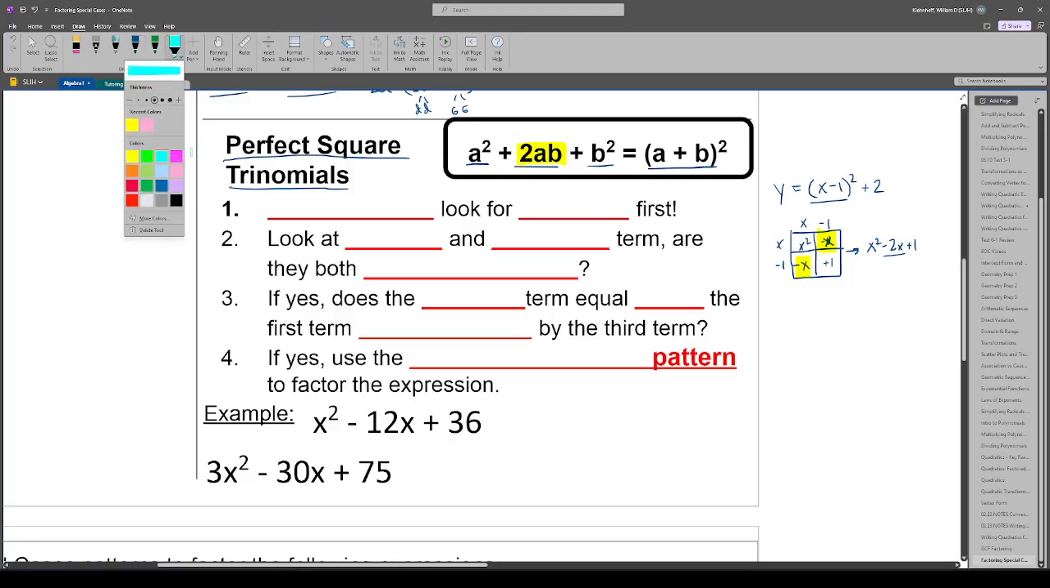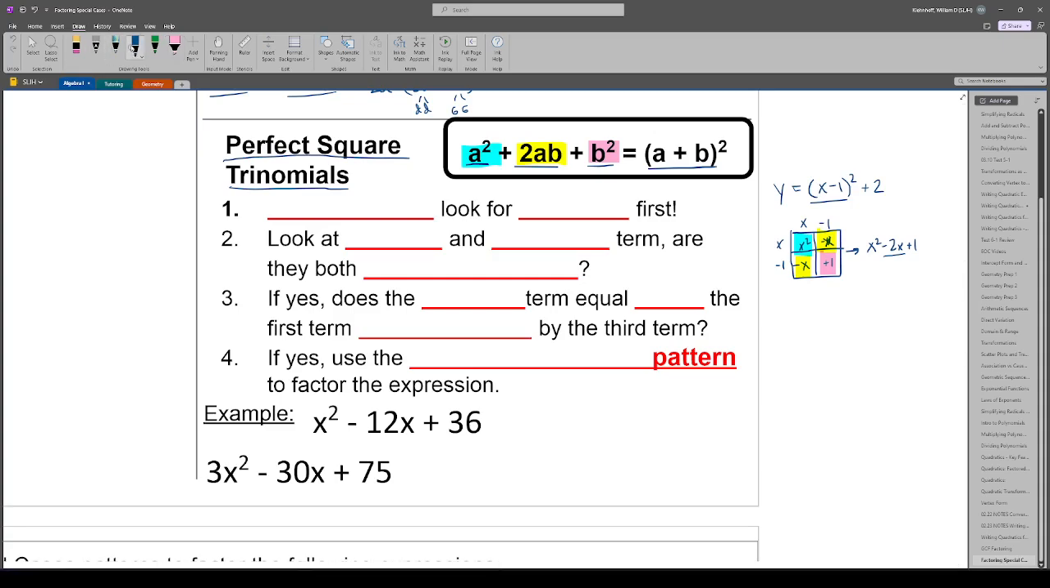So let's color code these real quick. So a squared is coming from here. That was x times x. And then we saw where 2ab came from. And then b squared is coming from this box, which was negative 1 times negative 1. So if you're having trouble visualizing where those come from, hopefully that will help you to see that.